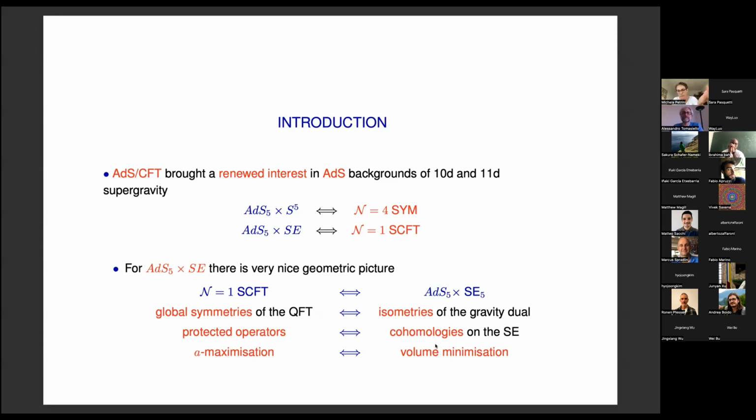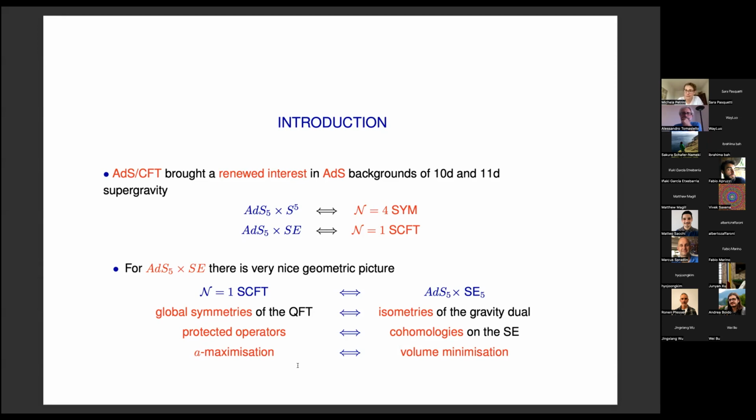So, as always, global symmetries of the CFT correspond to isometries of the gravity dual. The protected operators are counted by cohomologies on the Sasaki-Einstein manifold, and the a-maximization that gives us the R-symmetry in the infrared corresponds to volume minimization on the internal manifold, which ends up being a Sasaki-Einstein.